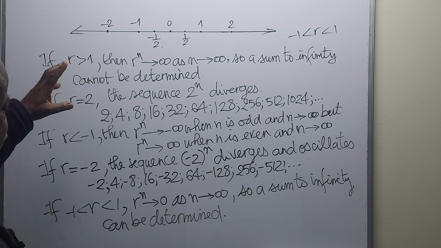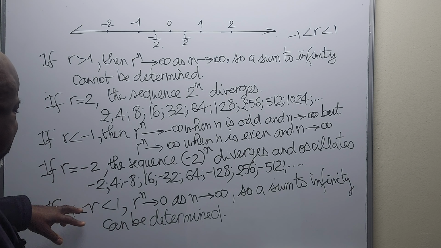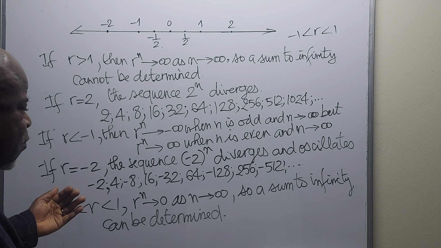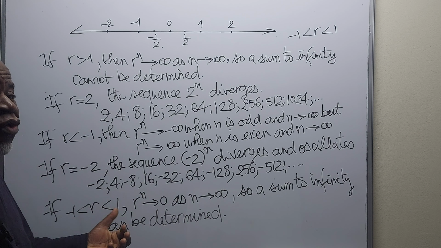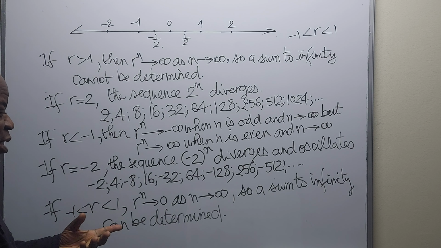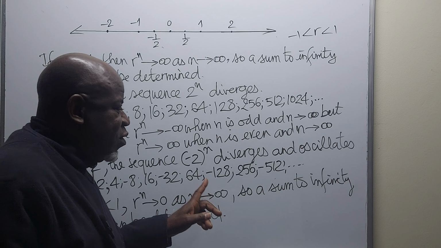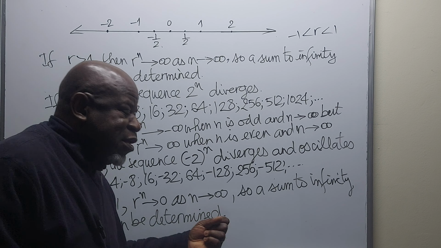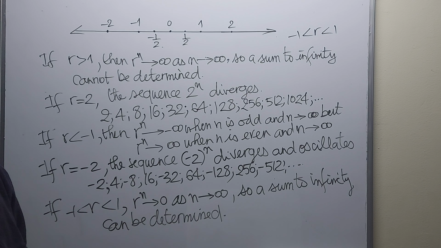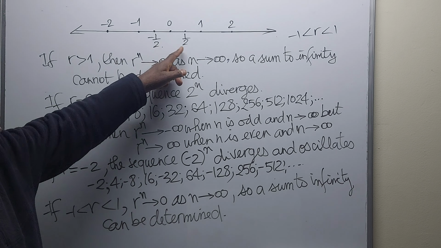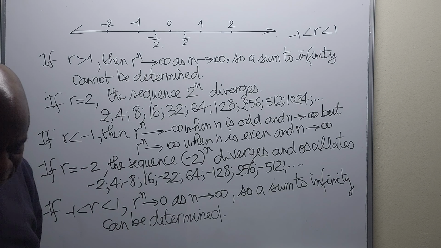I'm going to clean the board so that we can see these two other cases, and then we will prove that if our common ratio is between -1 and 1, r to the power n tends to 0 as n tends to infinity, then we can determine the sum to infinity. I'm just going to clean the board and consider these two other cases.